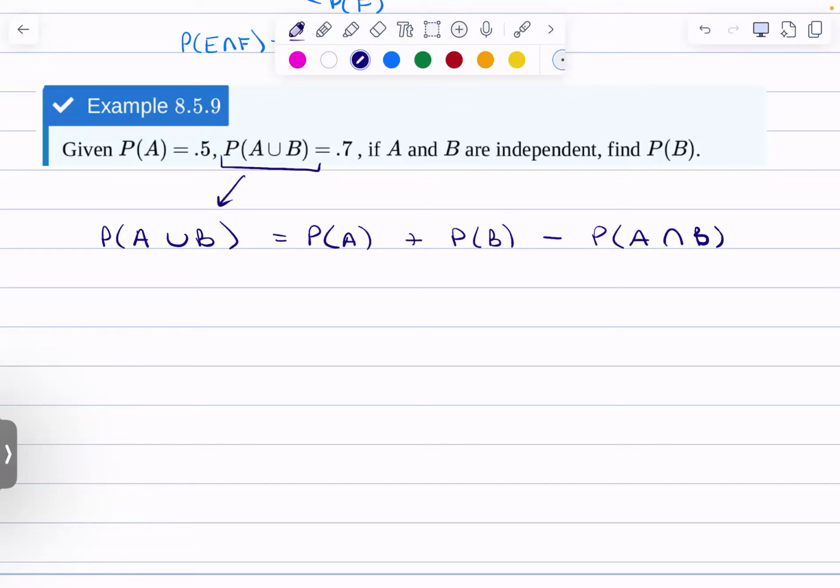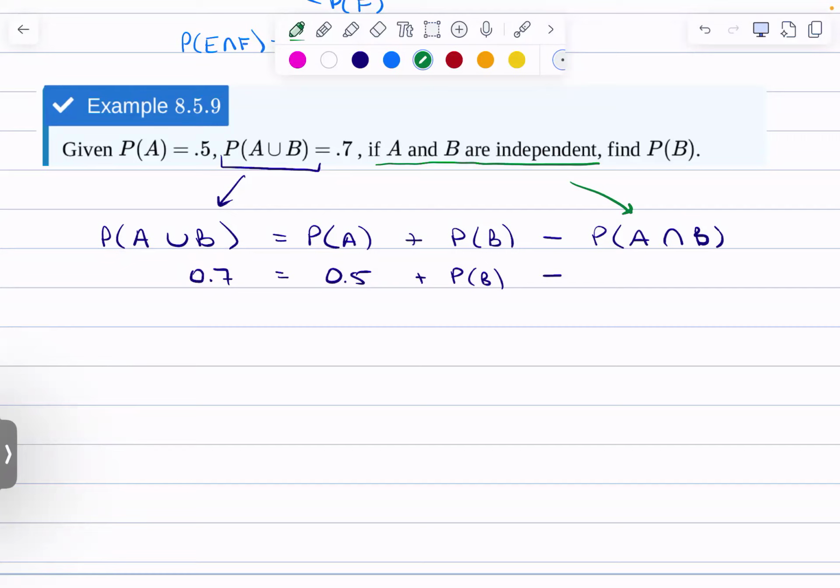We're told, let's plug in what we know. The probability of A or B is 0.7. The probability of A, we're told, is 0.5. We want to find the probability of B, so we'll leave that alone. But then we don't have the probability of A and B. But we are told that A and B are independent, which means that I'm allowed to multiply those probabilities.